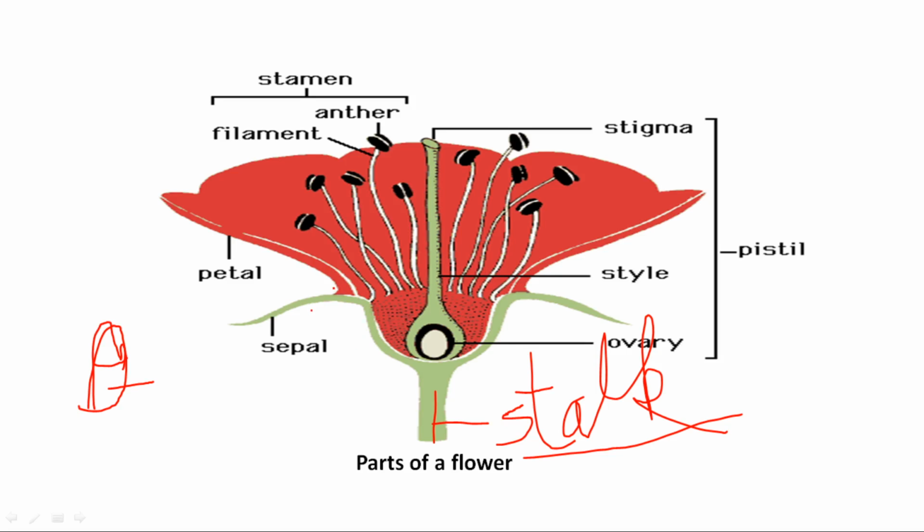Next, the flower is colorful because of petals. So this is petal. It is colorful, that's why it is attractive. Okay, next is stamen. Stamen is the male part of the plant. This is stamen.